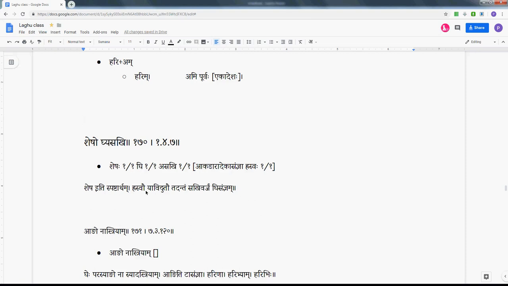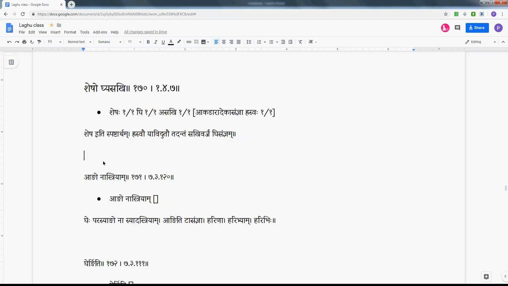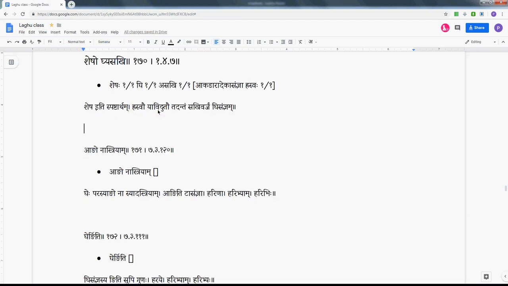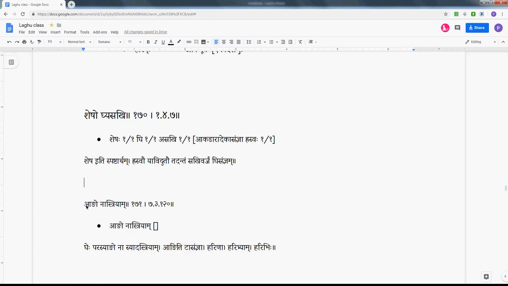So Shesha it is: Pashtartham Hraso Yau It Utau Tadantam Sakhi Varjam Ghi Sangyam Syat. And Ghi Sangya, what is the use? We will see further. So the second case is derived. In the third case, Hari plus Ta.